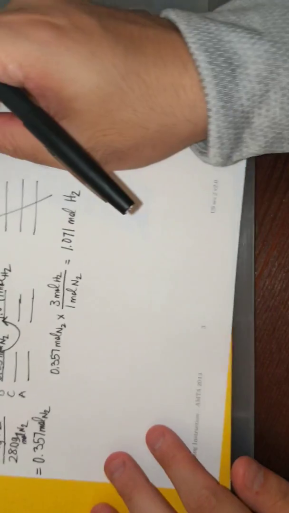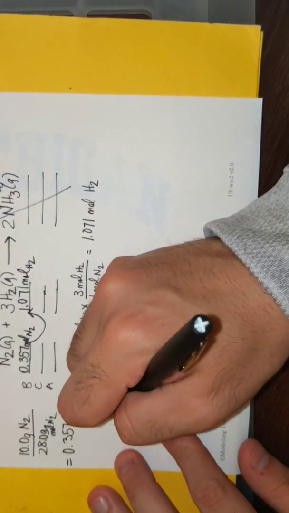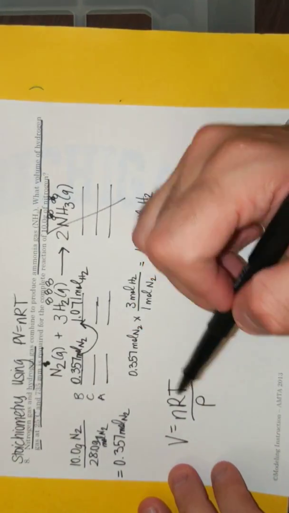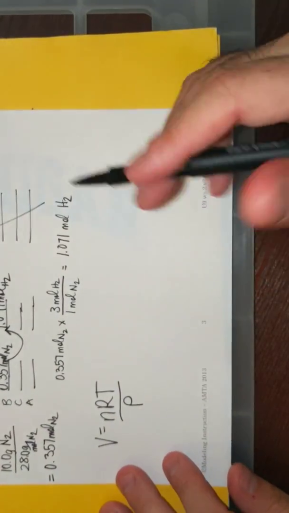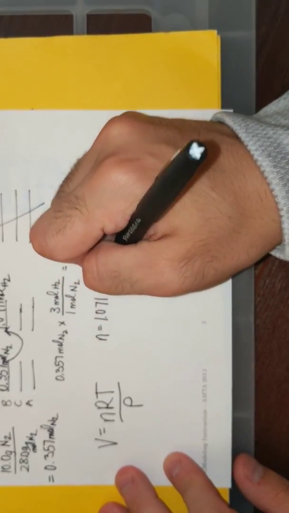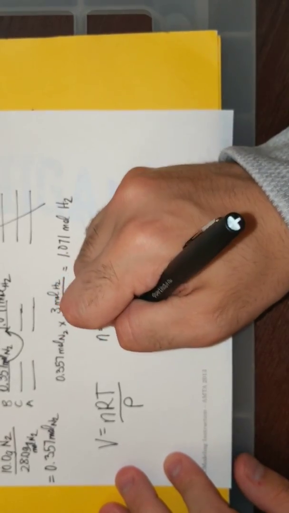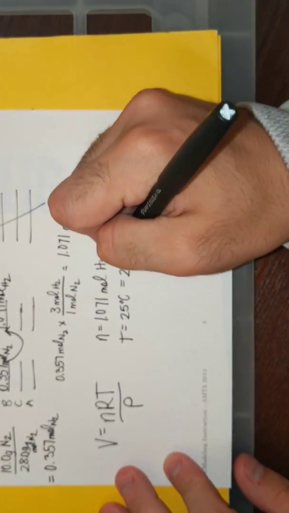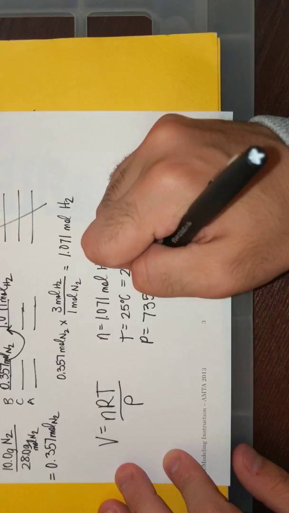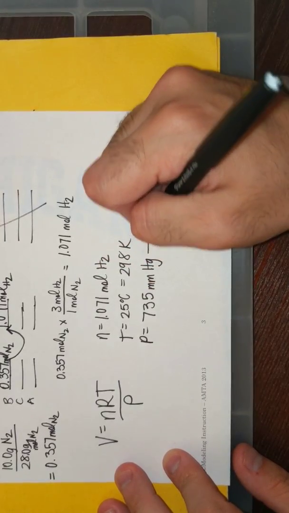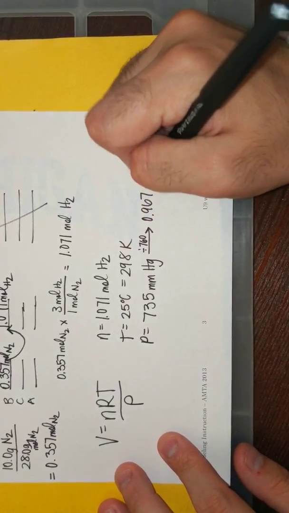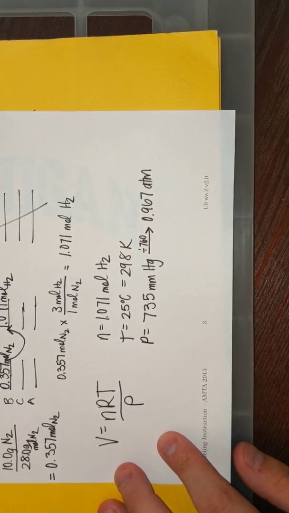If you use Kirsten's way, you would say, okay, divide by 1, multiply by 3, same answer. Now that I know my moles of hydrogen gas, the question says what volume? Volume is nRT over P. That's from the original equation, PV equals nRT, but I just rearranged it. Now let's record all the variables I got. My n is 1.071 moles of H2. My T was 25 degrees Celsius, which is equal to 298 Kelvin. My P was given to me as 735 millimeters of mercury, but if I divide by 760, I get my atmospheres, 0.967 atmospheres.